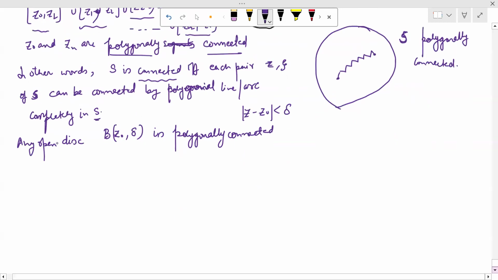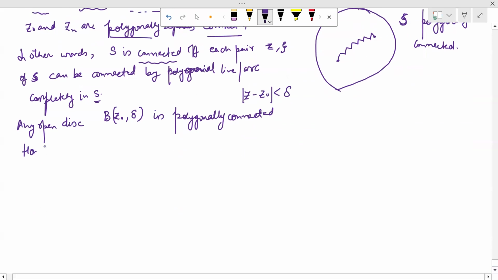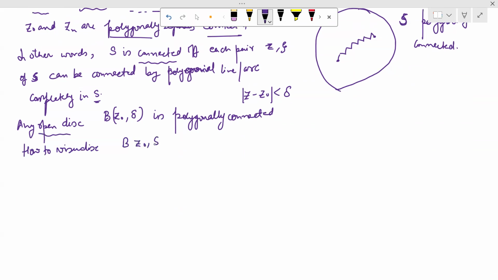So how to say that this is polygonally connected? How to visualize or understand that this open disk is polygonally connected? Either geometrically, or otherwise I can simply use the definition. I'll not use many points, I'll only take two points. Two points will do the job. Let us consider any two points.